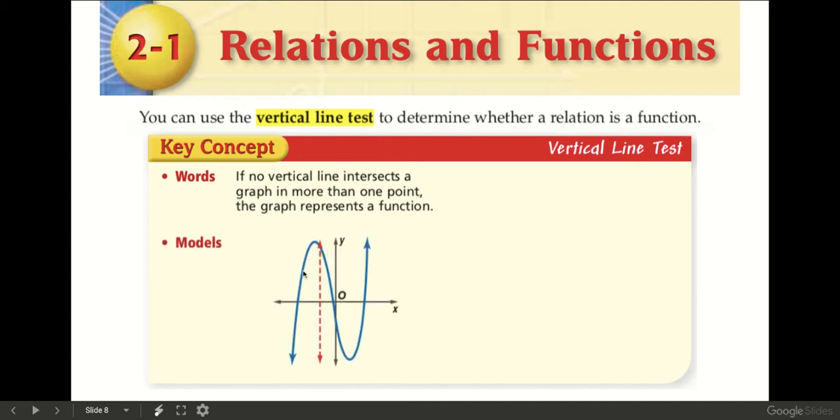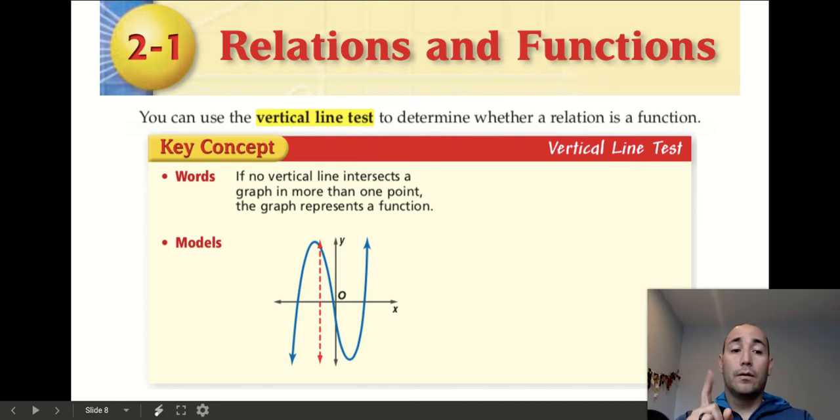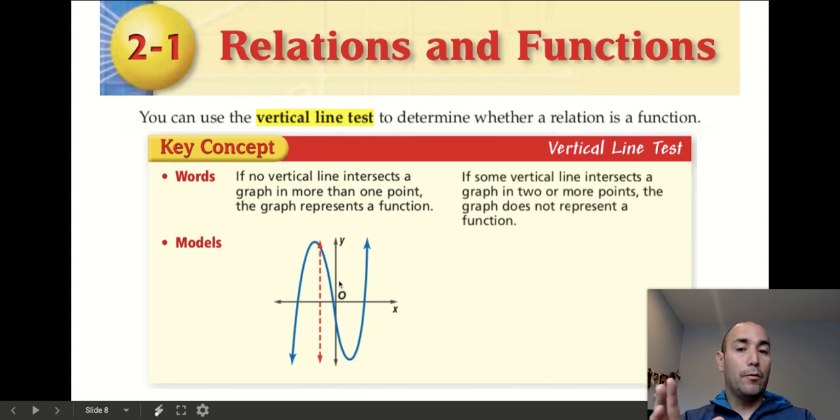So here's an example of what that looks like. Here's my graph in blue on my coordinate plane. Here's a vertical line. If I were to take this vertical line, this up and down line, and move it from left to right, at no point would that vertical line ever touch the graph more than once. It would only touch it in one spot, right? It would never touch it more than once. That would mean it passes the vertical line test.